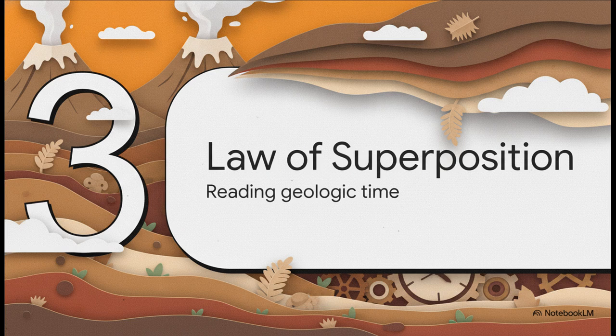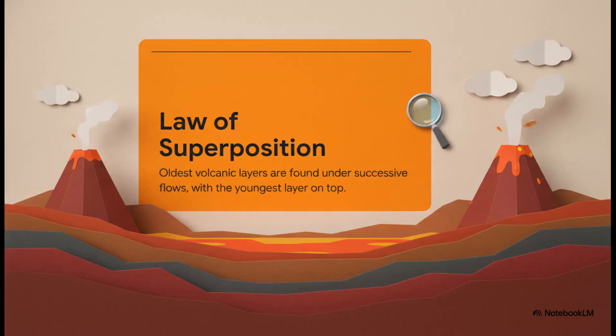Now for Section 3, the law of superposition. The law of superposition is just a massive foundational principle in geology. It basically states that unless something super extreme like an earthquake faulting has flipped things around, the oldest volcanic layers are always going to be found underneath successive newer flows, meaning the geologically most recent or youngest volcanic layer will always be sitting right there on top.